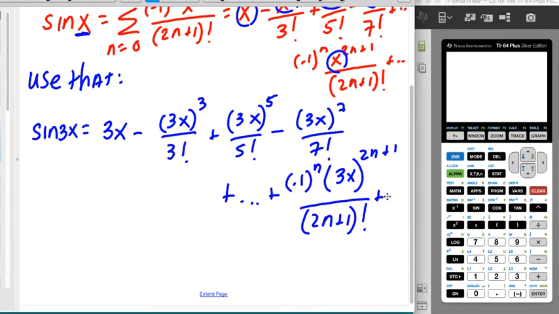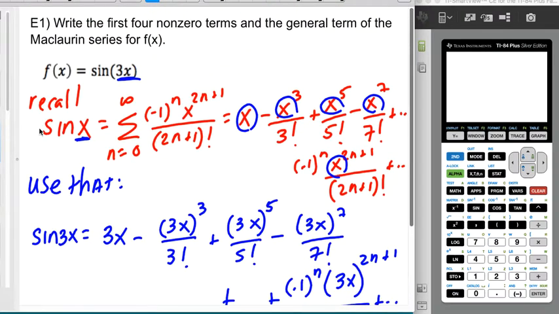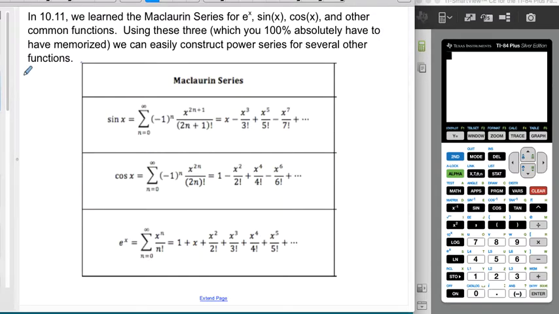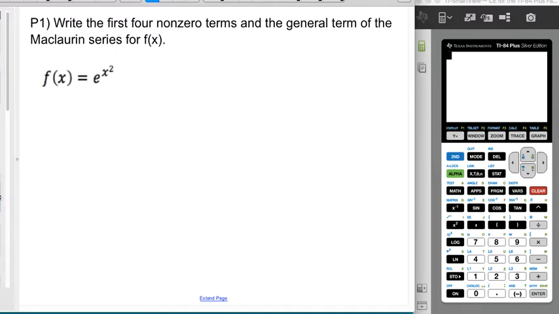Really, that's it. But if you don't have the series that you start with, the thing I wrote in red, memorized, you're kind of stuck. There's not much you can do. So please, memorize the three series I told you to memorize. This is them. Make note cards. Practice them constantly. Have them very, very ready in your brain.